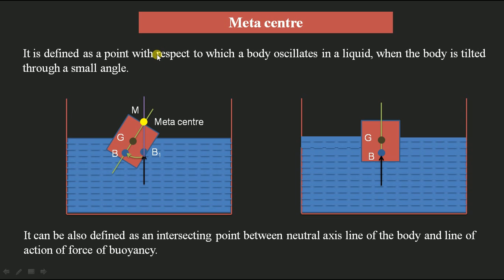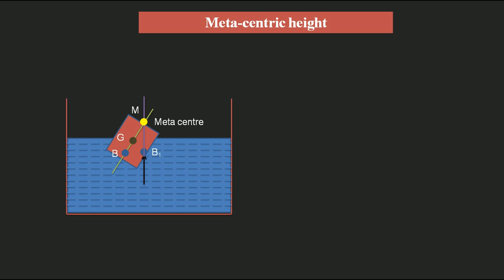One is the point with which the body oscillates in a liquid when it is tilted, then that point can be called a metacenter. And at the same time, it is the intersecting point between the neutral axis of the body and the line of action of the force of buoyancy when it is tilted through a particular angle. So that is about metacenter. Next we go for metacentric height. How can we define a metacentric height?